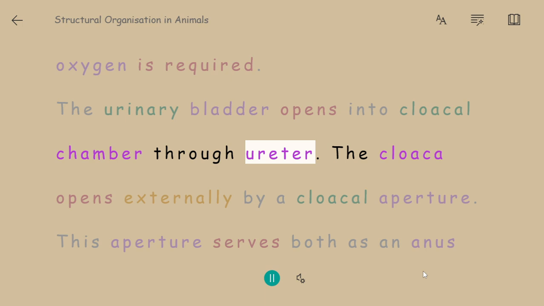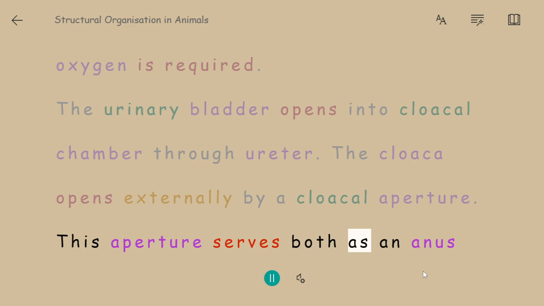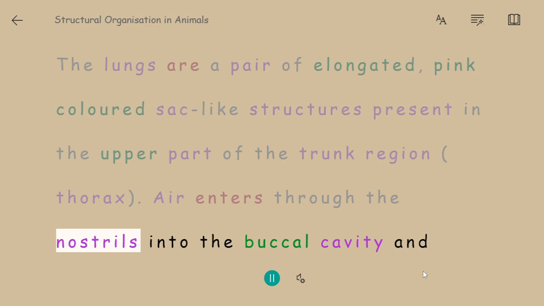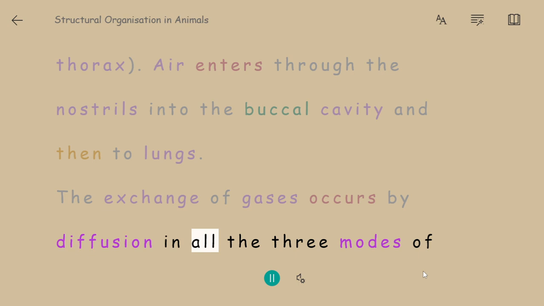This aperture serves both as an anus and as urinogenital pore. The lungs are a pair of elongated, pink-colored sac-like structures present in the upper part of the trunk region, thorax. Air enters through the nostrils into the buccal cavity and then to lungs. The exchange of gases occurs by diffusion in all the three modes of respiration.